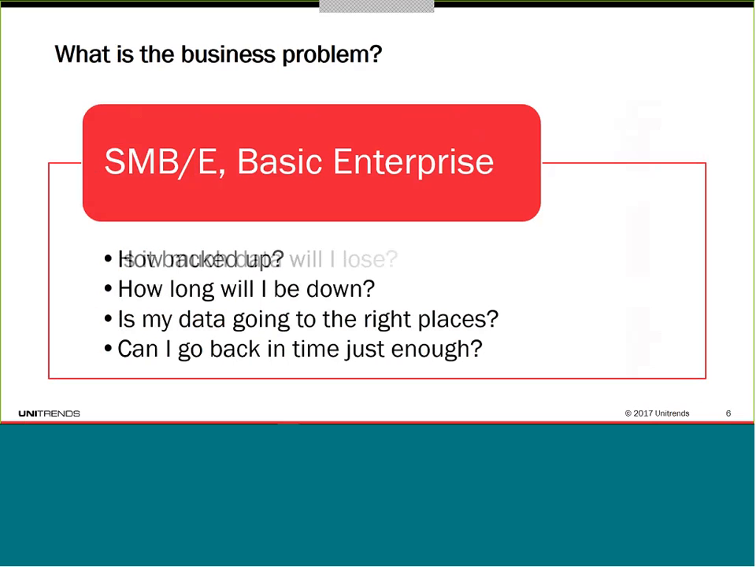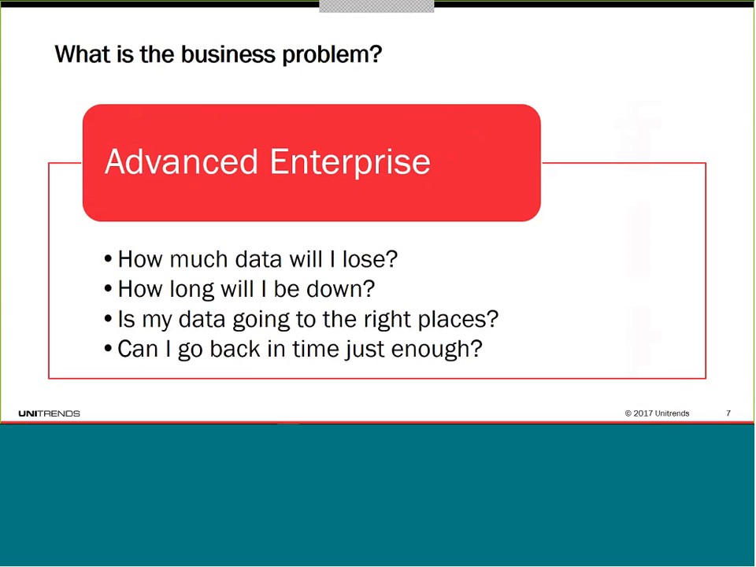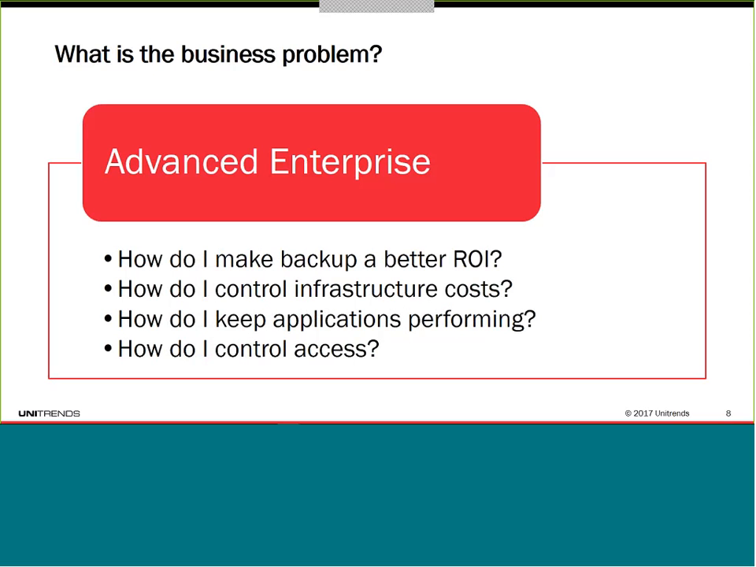What we're trying to do with version 10 is go a little beyond that to more of an advanced enterprise. How much data will I lose? How long will I be down if something happens? Is my data going to the right places? And can I go back in time just enough? For example, if you have a ransomware attack, can you go back to a recovery point just before that ransomware attack to be able to recover? And then the last one: how do I make backup a better return on investment? How do I control infrastructure costs? How do I keep applications performing? And how do I control access? These are the things that Unitrends is looking at with version 10, and this is what we want to help you with.